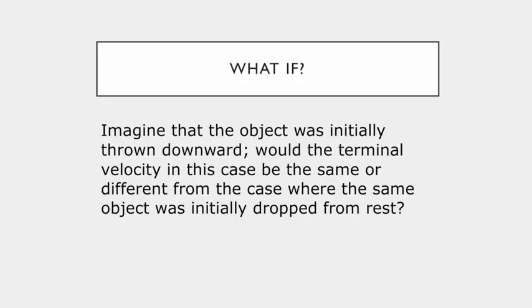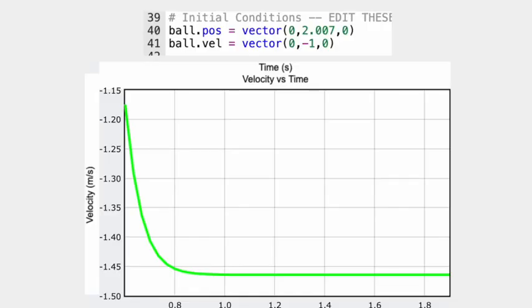So let's imagine that the object was initially thrown downward. Would the terminal velocity in this case be the same or different from the case where the object was initially dropped from rest? So it would be the same, and we can see that with our simulation, if it had initial velocity going downward, as you can see, it levels out at the same velocity that it does with drag. So that's it.